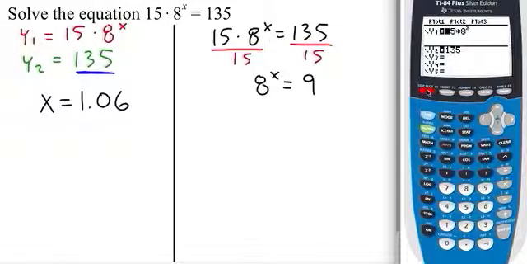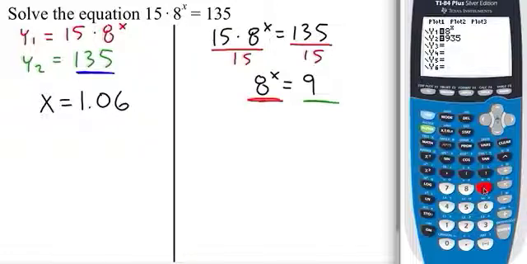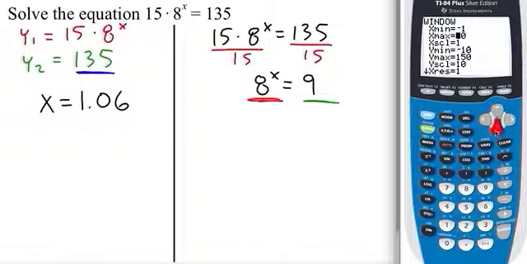So now, instead of writing all of this in y1, I can just write 8 to the power of x, because that's what's on the left side here. On the other side then, I will put what's on the right side of the equation, which is just 9. Now again, I'm going to set my window up, because right now my window is going really high, but because the biggest value I have here is 9, then I'm going to change my window to go for the y values just up to 10. And I'll make it go by 1s instead of by 10s.